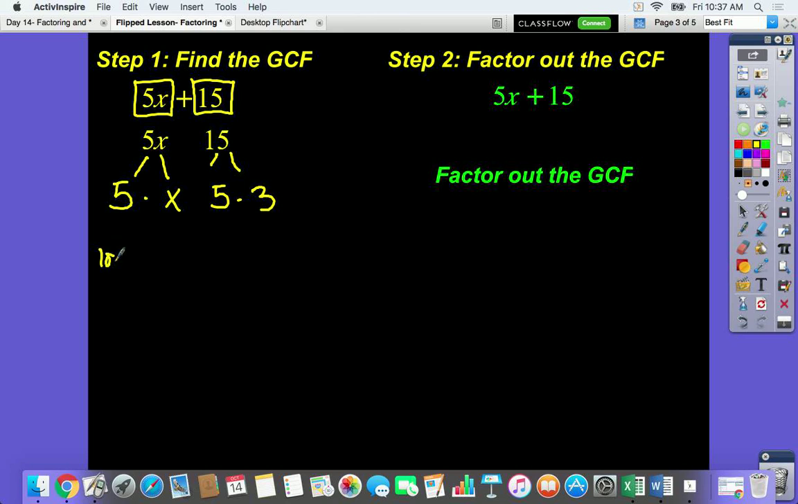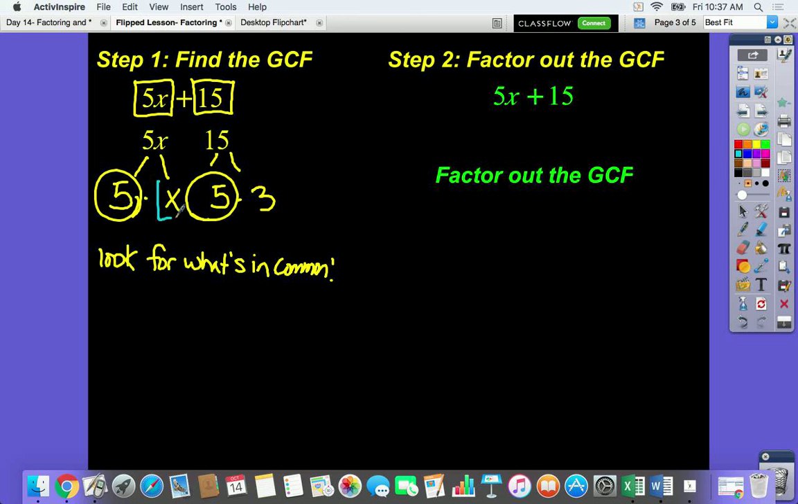Remember, what we're going to do is look for what's in common. We call that the GCF. Okay, well, what do they have in common? I see a 5, I see a 5. Okay, remember what I'm going to do here also. Even though I'm not going to use these quite yet, I'm going to box up my leftovers because I know that my leftovers are going to go here inside of parentheses, and it's my GCF that's going to go here outside of the parentheses.